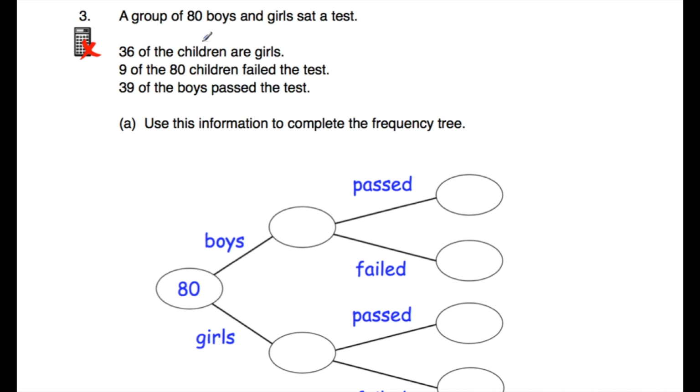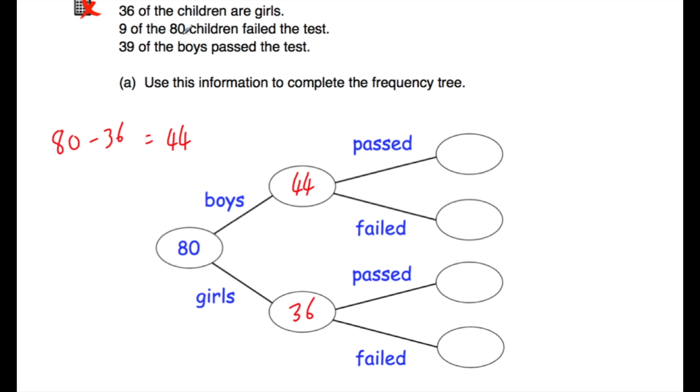Question number 3 says a group of 80 boys and girls sat a test. 36 of the children are girls, and the rest of them are boys, because we know it's a group of 80 boys and girls. So 80 take away 36 is equal to 44. So that means there's 44 boys.